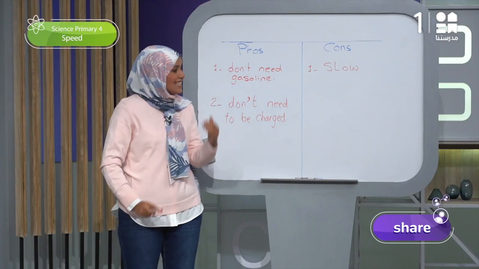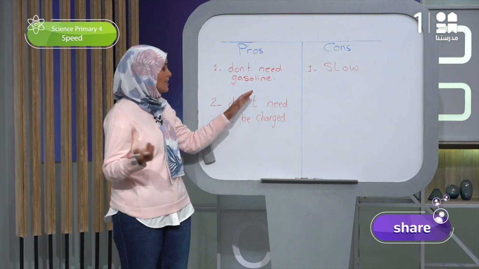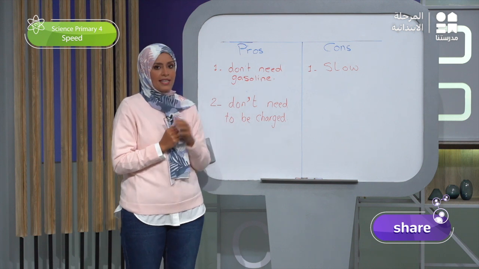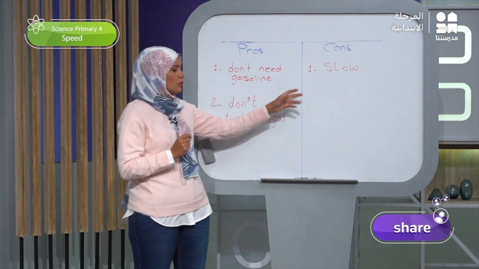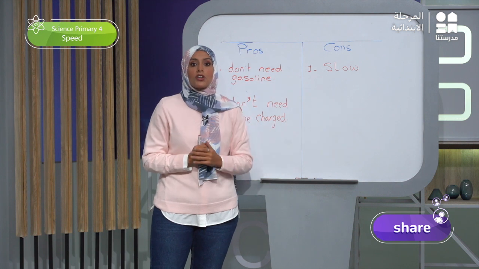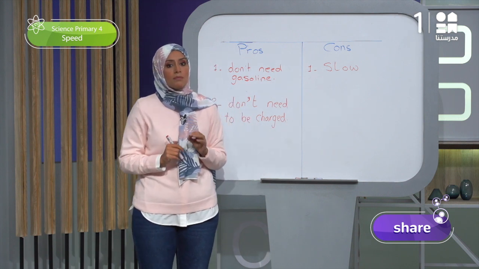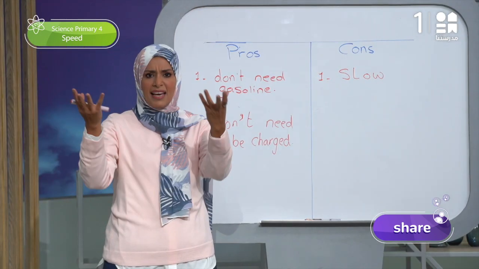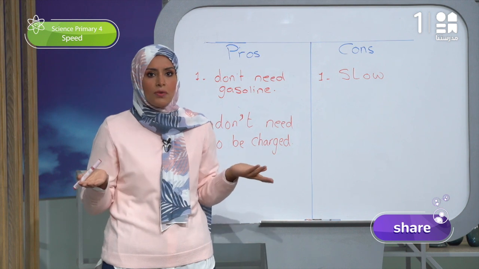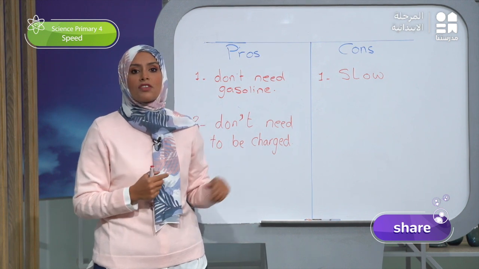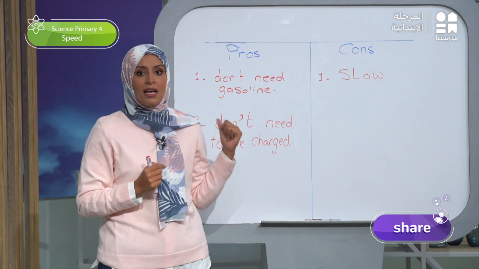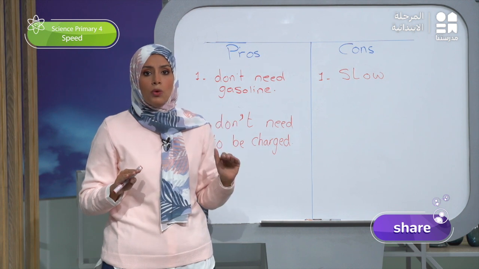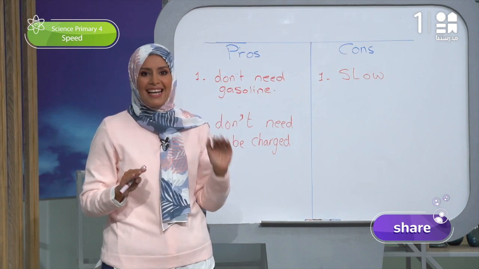تمام؟ يبقى هم أحسن من الكونفنشنال فيكلز العادية عشان هم مش بيحتاجوا جازولين، وأحسن من الإلكتريك كارز لأن هم مش بيحتاجوا يتشحنوا. لكن هم عندهم عيب which is that they are slower. Do you know why? Remember the relation between energy and speed. Because the amount of energy that we can capture from the sun is not as great as the amount of energy that we can get from the gasoline or electric battery. And we learned that the less energy moving objects have, their power or their speed will be less.